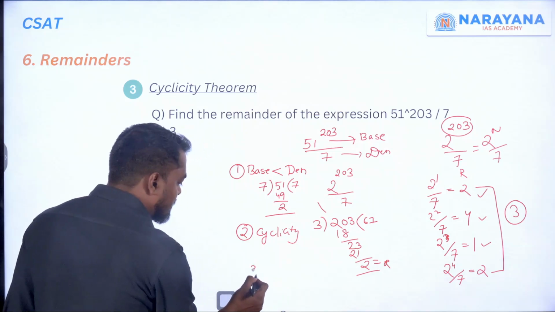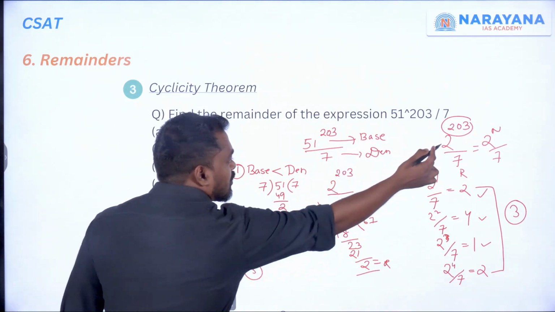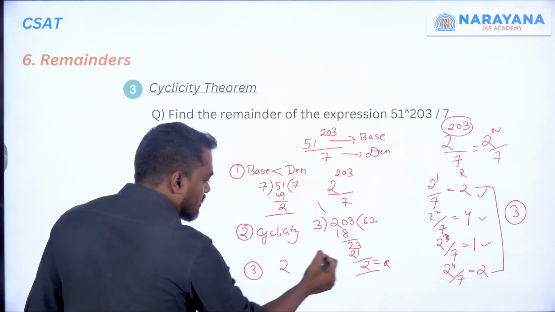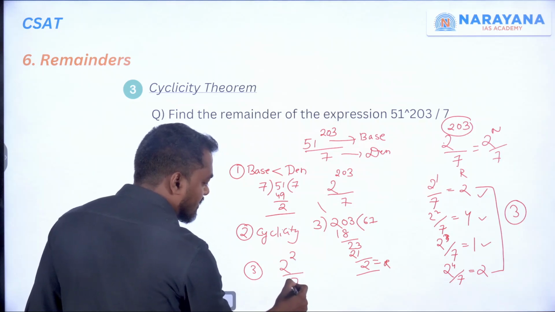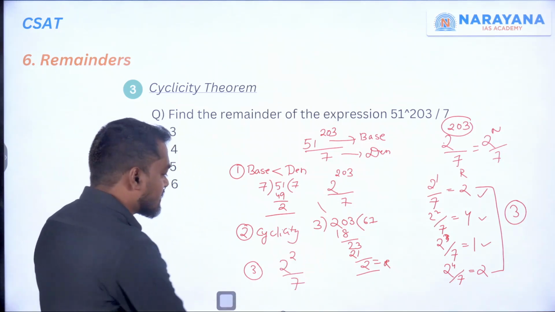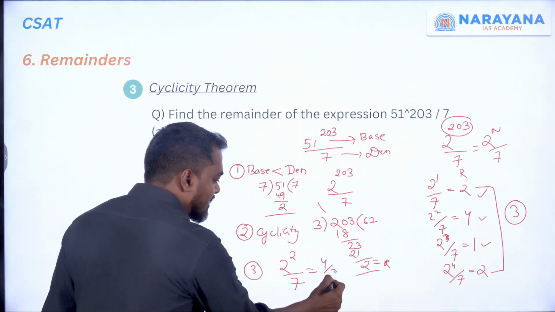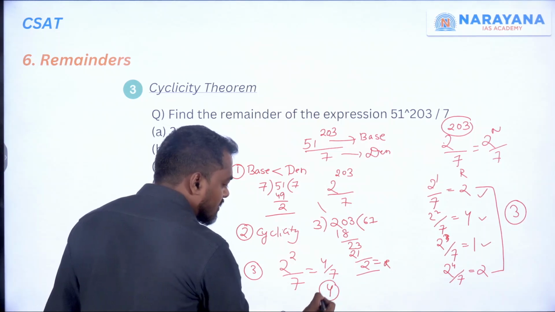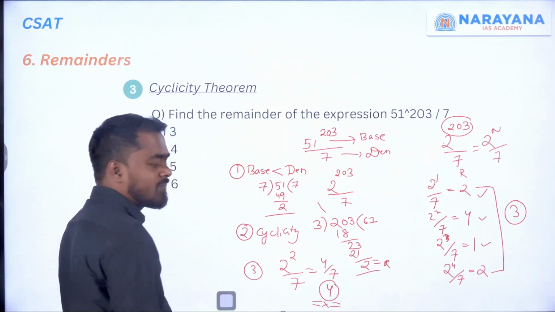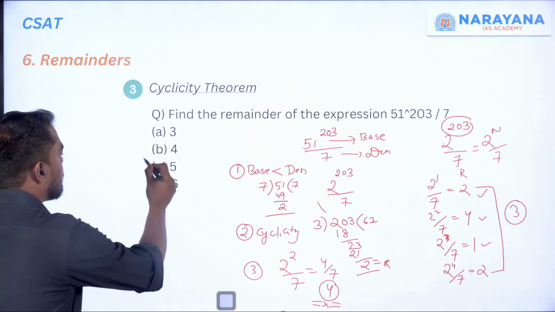So what is this third step? 2 to the power remainder 2 by 7. This is nothing but 4 by 7. What is the remainder? 4. So that is your answer. Understood? Option B.